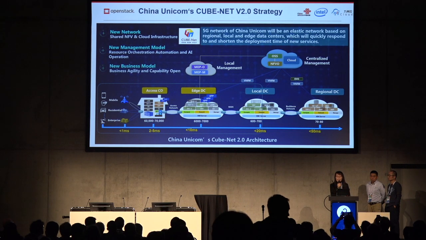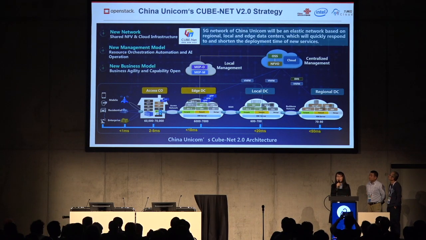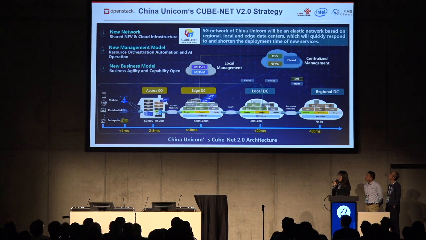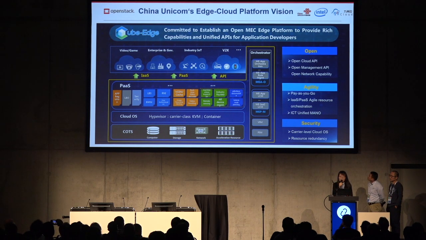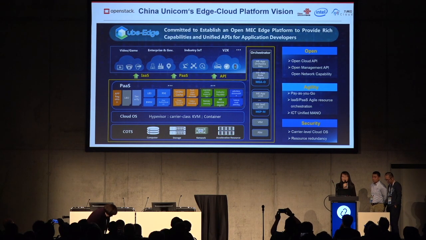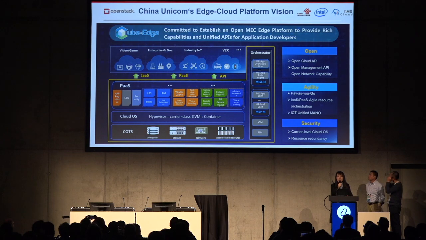It is well known that multi-access edge computing is a result of ICT integration. So, for the telecom operators, tens of thousands of IDCs are the best high quality resources compared with OTT companies such as Tencent, Alibaba, and Facebook. Now, China Unicom is committed to building an open edge cloud services platform and providing rich service capabilities and unified APIs for application developers, aiming to accelerate the incubation and commercial use of innovative 5G services.